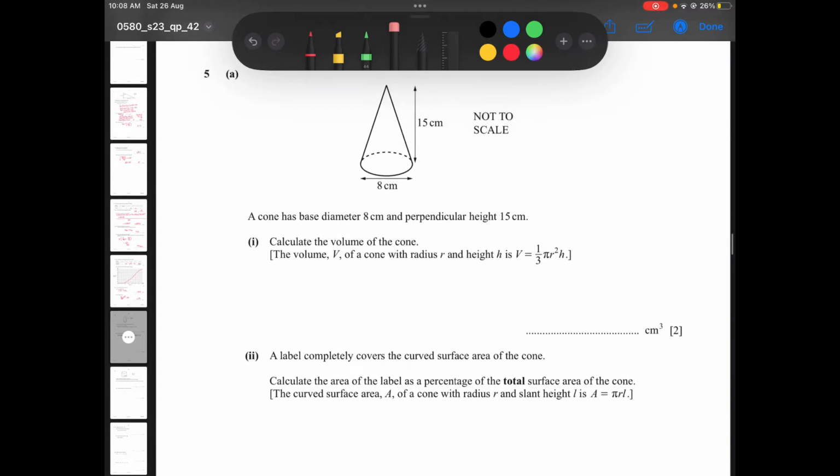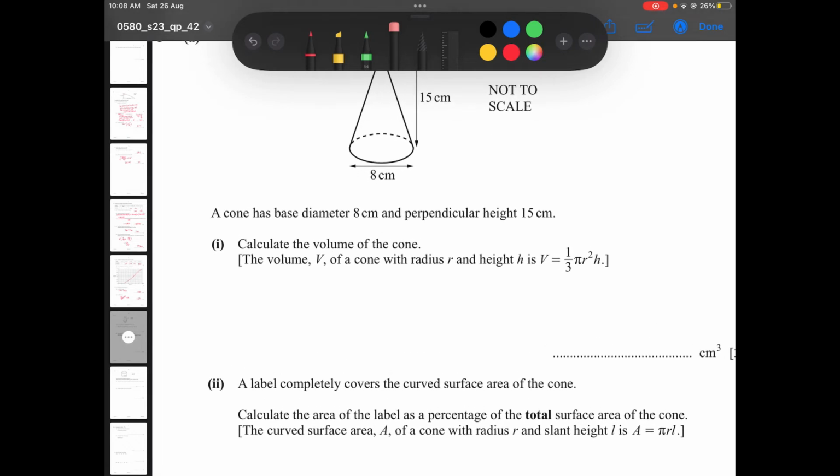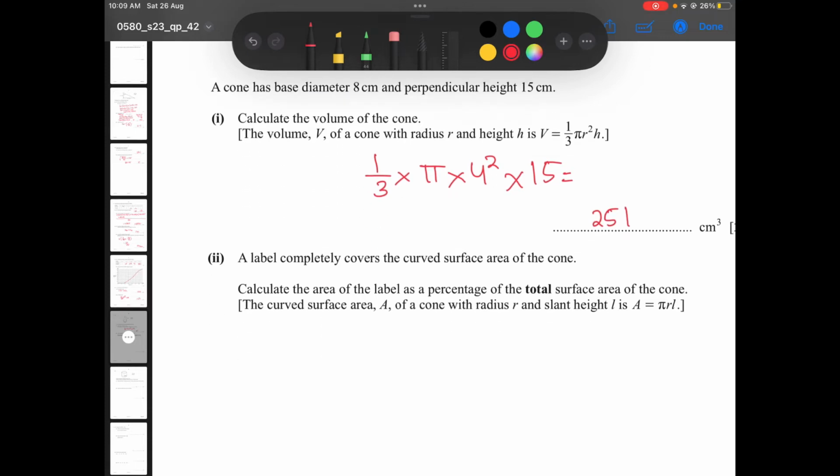So this question, first part is calculate the volume of the cone, and the formula is given, so it's a pretty easy question. So it's going to be 1 by 3 into pi into r square. Now here remember 8 is the diameter, so you have to take the radius 4 square into height, which is 15. Now if you do this in a calculator, 1 by 3 into pi into 4 square into 15, it gives us 251 to 3 significant figures, so that's going to be the answer.